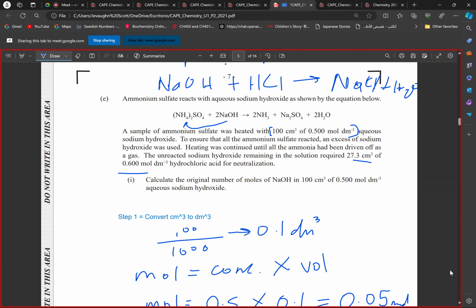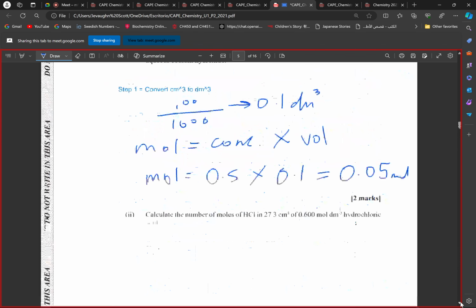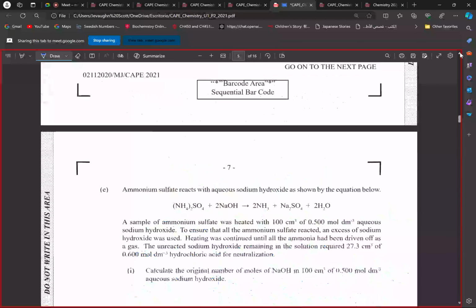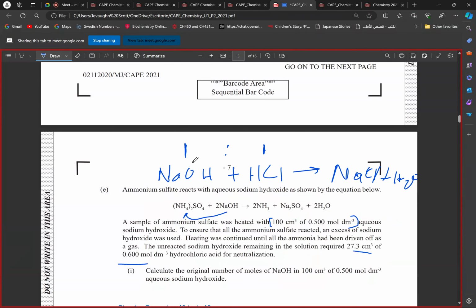Oh wait, sir, hold on. Where did we get the 0.016 from? Okay, the 0.016, we got it from this reaction. What we did was find the number of moles of hydrochloric acid, the 0.016. And because it's in a 1-to-1 ratio with sodium hydroxide, the unreacted sodium hydroxide would be equal to the number of moles of hydrochloric acid there. All right. Okay, sir. I had a different value for the other one. That's why I didn't realize it was 0.016.